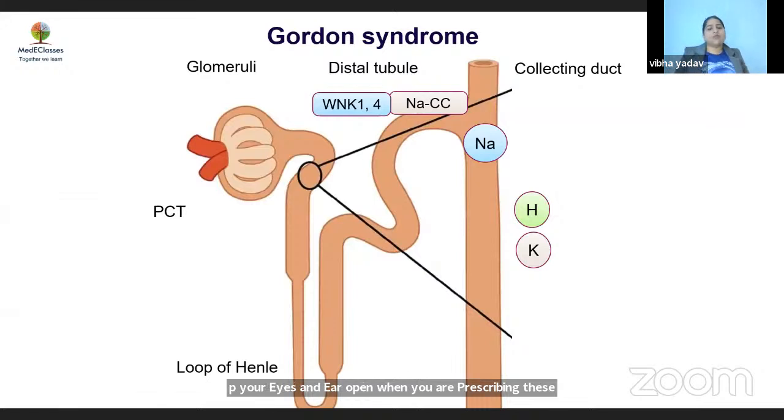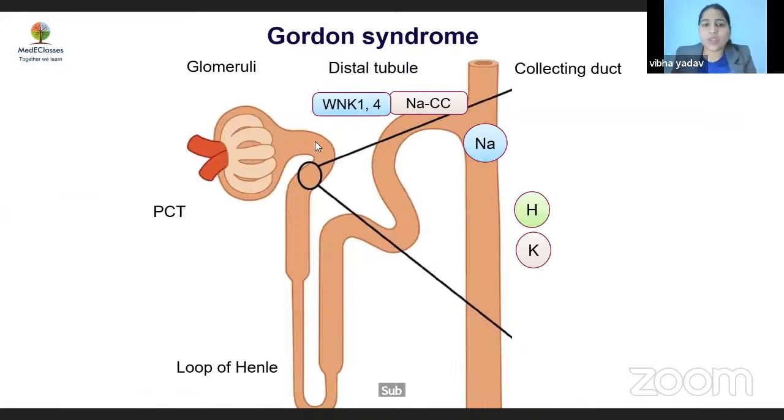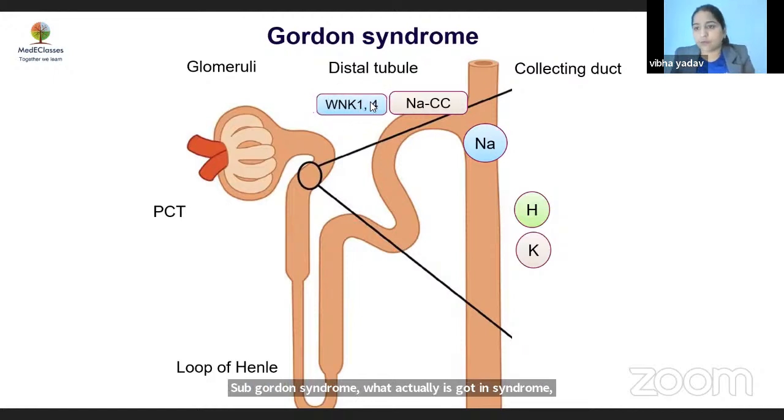So Gordon syndrome. What actually is Gordon syndrome? In Gordon syndrome, there is a defect in the WNK1 and WNK4. It controls the sodium chloride importer channel. This is the same channel which causes Gitelman syndrome. This is the same channel where the thiazide works. So what happens when this is activated? It causes more absorption of the sodium.